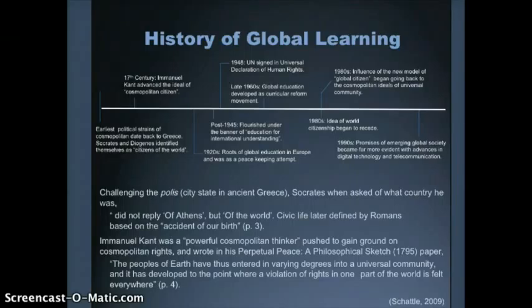In the 1990s, promises of emerging global society became far more evident with advances in digital technology and telecommunication. We can pretty much extrapolate out from the 1990s to the current point in time, whereby we see that digital technology has played a key integral part in the actual global learning aspect of our world. It has advanced us to a point where we can actually interact with somebody all the way around the world on any day, any time, via digital technology.